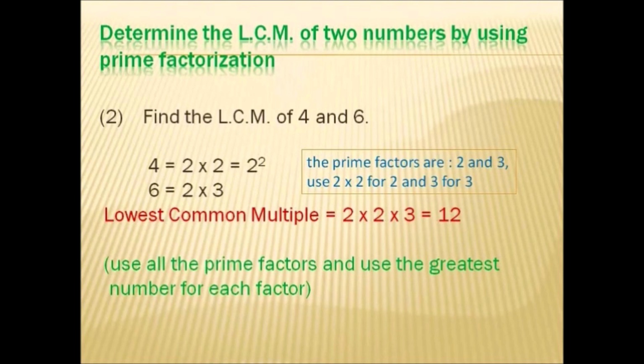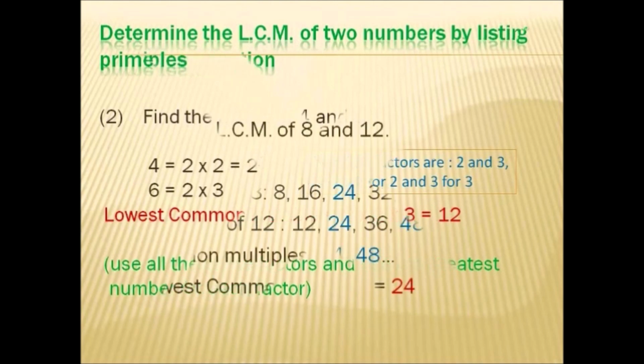And there's only one 3, so you use the 3. So the LCM would be 2 times 2 times 3, which is 12. Remember, use all the prime factors and use the greatest number for each factor. And that's how you determine the LCM. Okay, let's go on to another one.